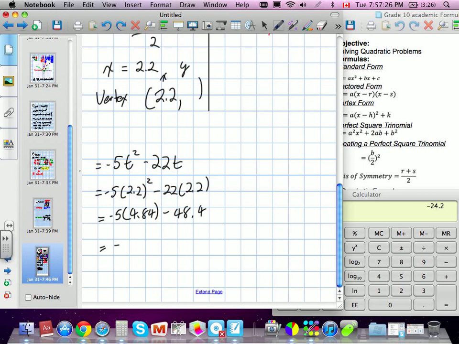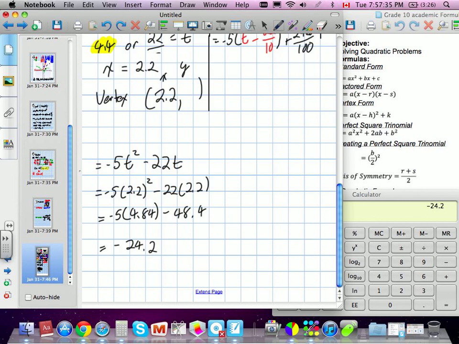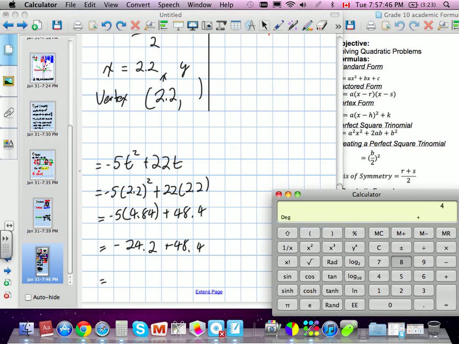I think we've messed something up here. Oh, sorry, it was plus 22, the original equation. So this is a plus. There we go. Plus 48.4. So the y value of our vertex, according to this, 24.2 plus 48.4 is 24.2.